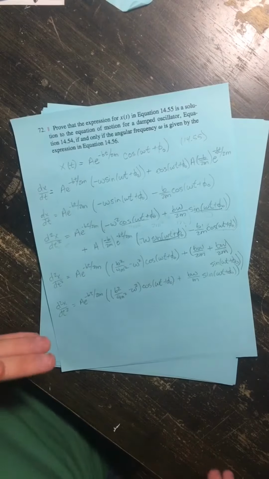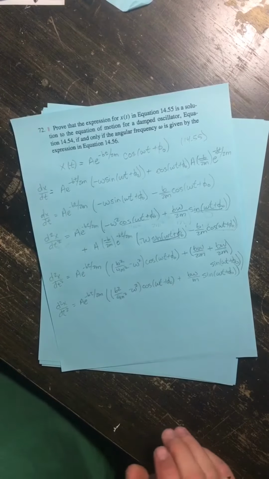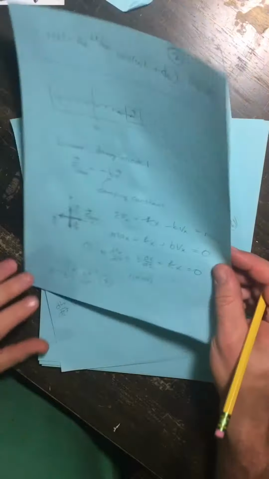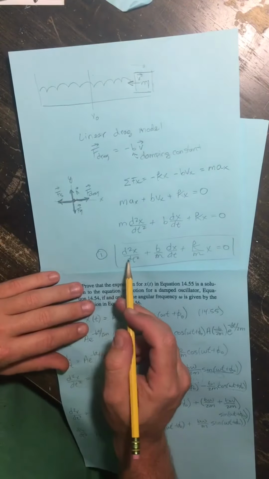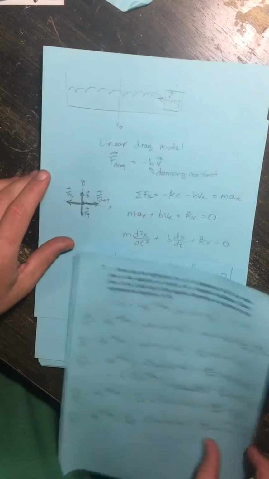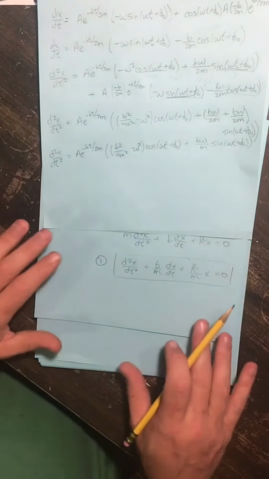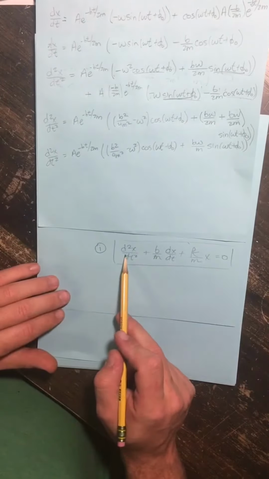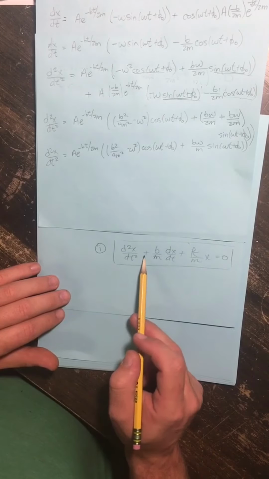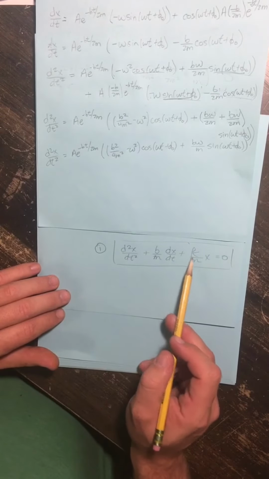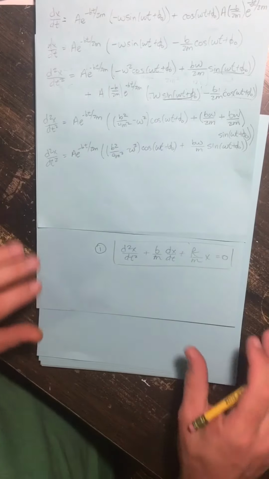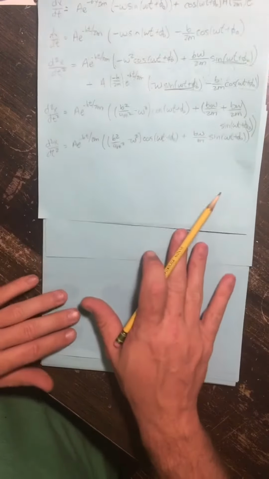So now we've calculated the first derivative, we've calculated the second derivative. What's next is to plug that in to our equation of motion. So our equation of motion says we need to take the second derivative with respect to time plus b over m times the first derivative plus k over m times our original kinematic equation for x. All right, so let's do it.